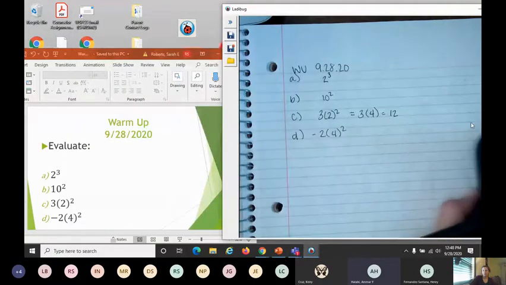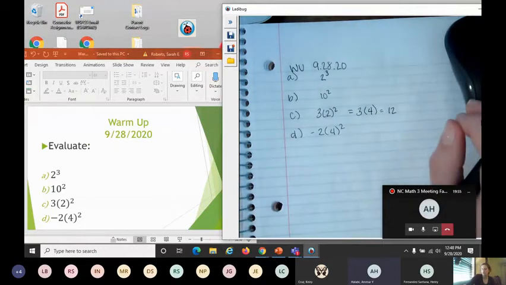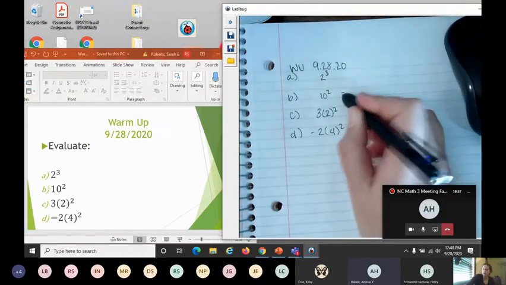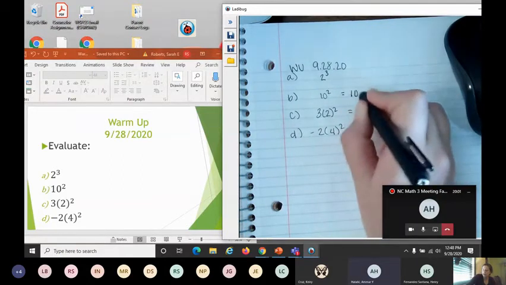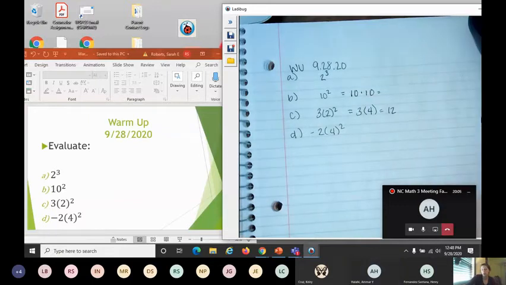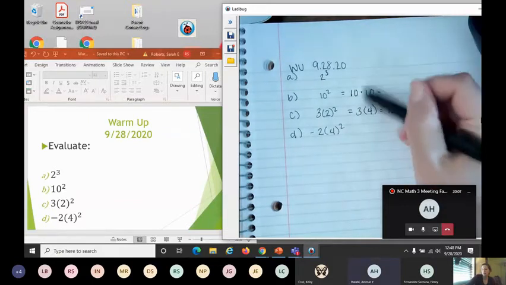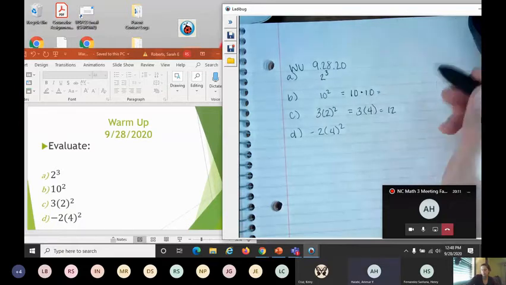Okay, so B or D? B. All right, so 10 squared is the same thing as 10 times 10. Can you tell me what 10 times 10 is? 20. Nope, that's adding, or multiplying. 10 times 10. Yes. 100.